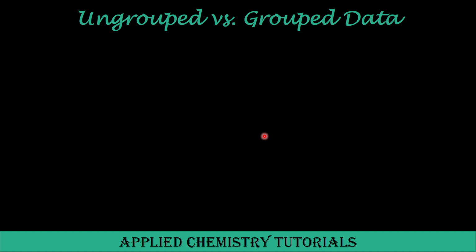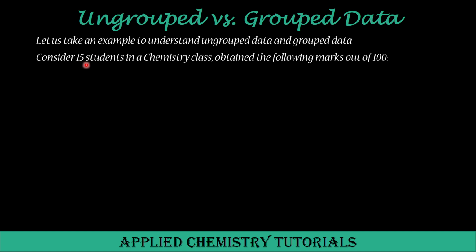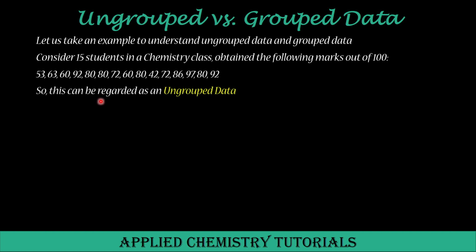First let us understand what is ungrouped and what is grouped data. Let us take an example. Consider 15 students in a chemistry class who obtain the following marks out of 100, shown below: 53, 63, 60, 92, 80, 80, 72 and so on. This can be regarded as ungrouped data, as we discussed in our previous video about mean, median and mode for ungrouped data. Now let us convert this into grouped data.